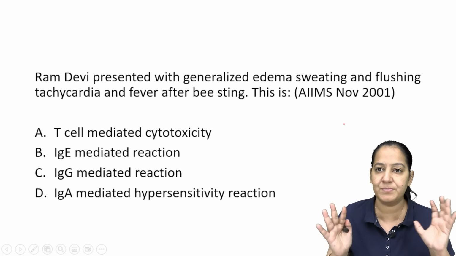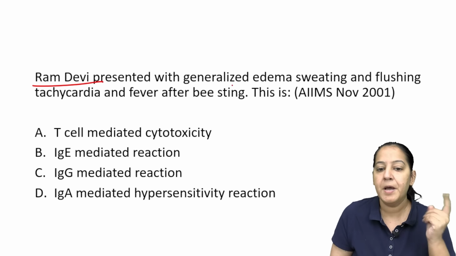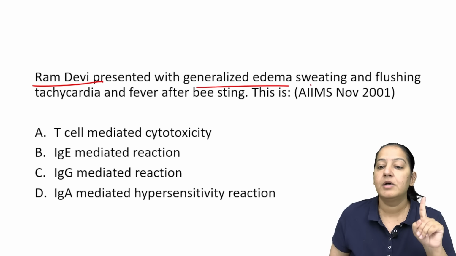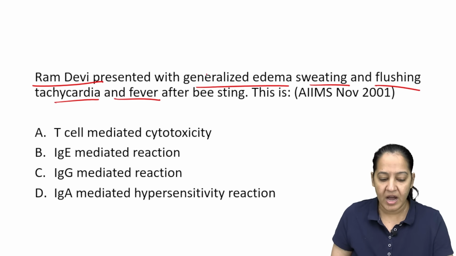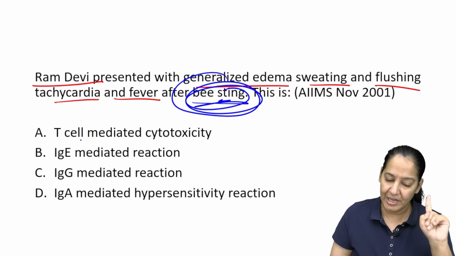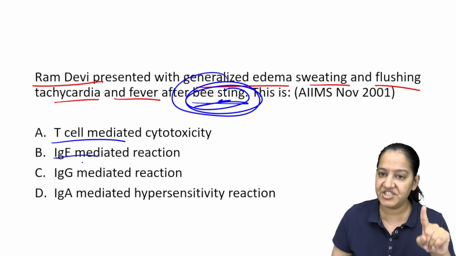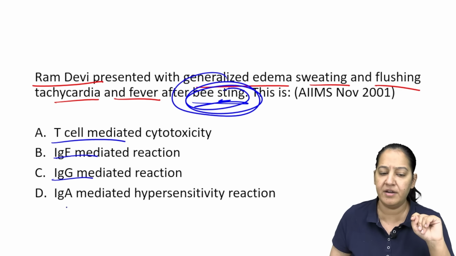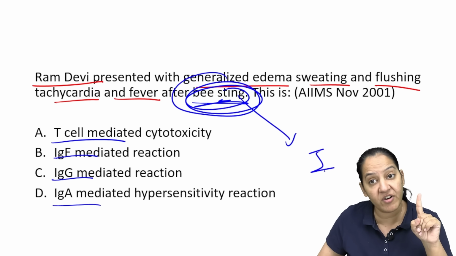Let's solve some MCQs based on hypersensitivity. The first question is in front of you. Ram Devi presented with edema, sweating, flushing, tachycardia, fever after a bee sting. The most important clue is the bee sting. Can you identify which type of hypersensitivity? Is it T-cell mediated? Is it Ig mediated? Is it IgG mediated? Or is it IgA mediated? So let me give you a clue. The bee sting is type 1 hypersensitivity.